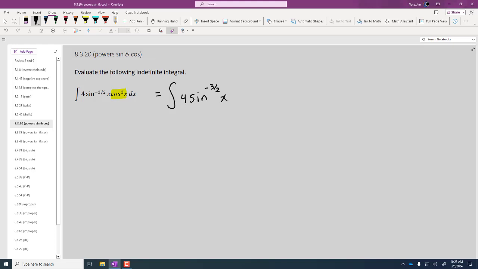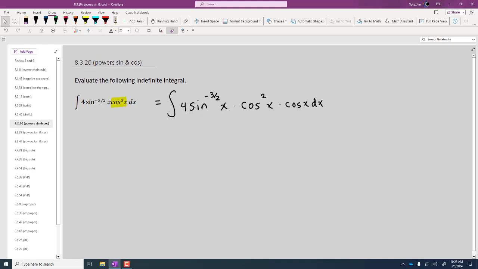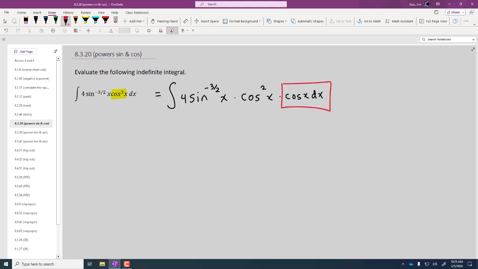So we've got 4 times sine to the negative 3/2 x. Can we pull that 4 out? The 4 can come all the way to the front if you want. And then here, we've got a cosine squared, and then we pulled off 1 cosine. So if you have an odd power, you pull off 1, and you at least mentally think of it as part of the differential. So we're going to just think of that as the differential. And that indicates what our strategy is going to be.